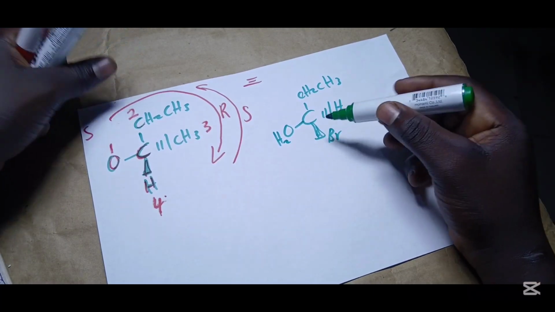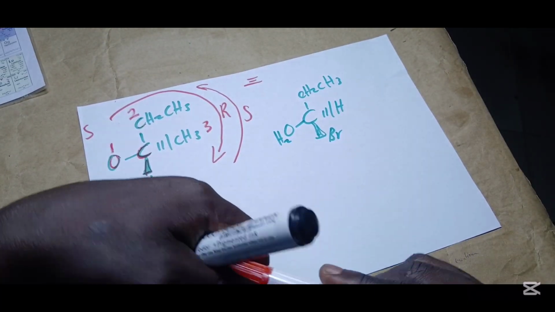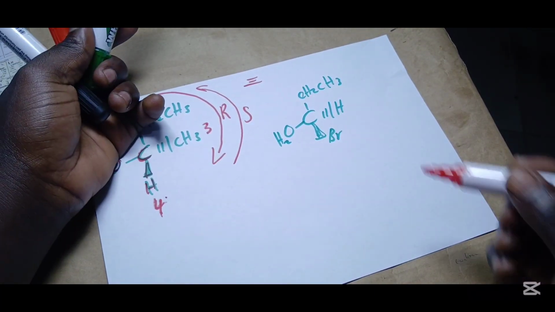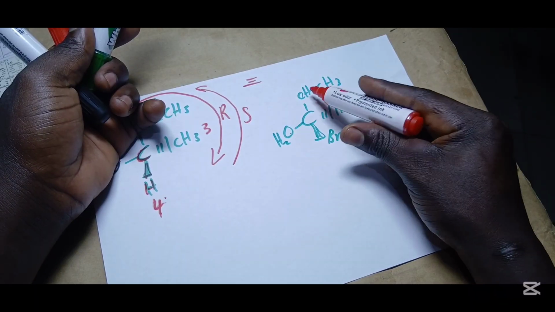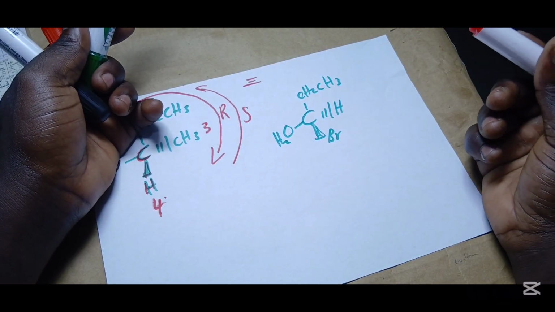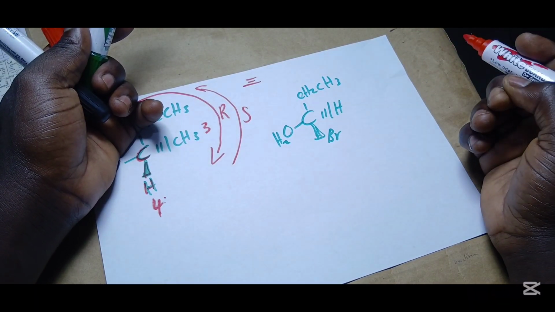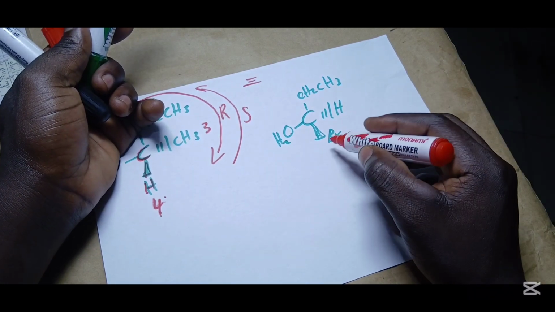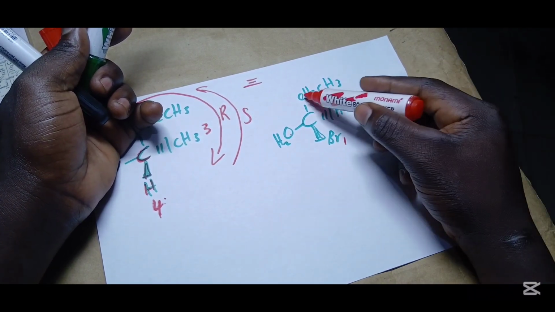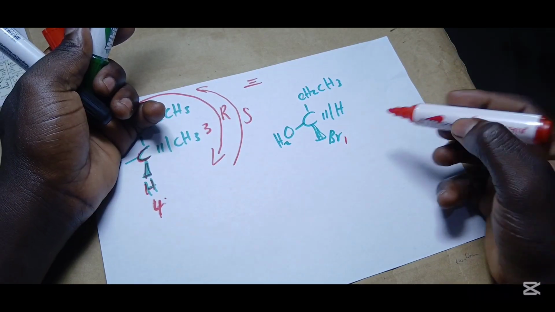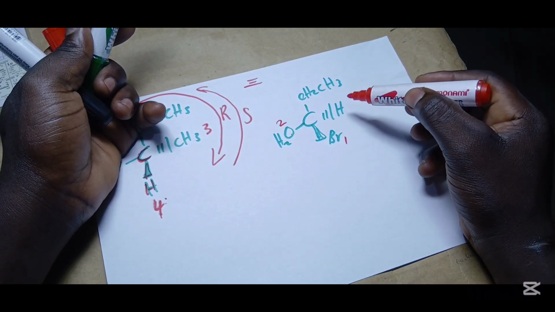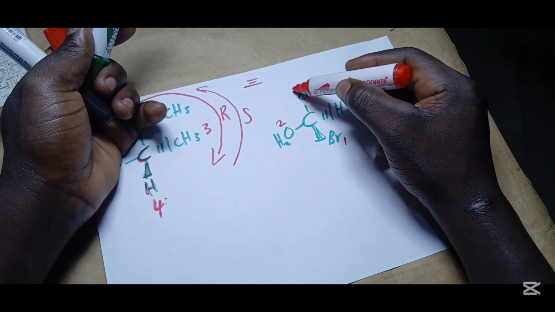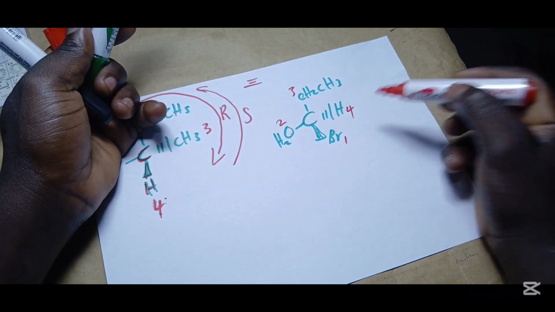Is this molecule an R or S molecule? Now we indicate priorities. We have bromine, oxygen, and carbon here. Which of them has the highest atomic number? Bromine does. So bromine is number 1. Now carbon, oxygen, and then hydrogen. Oxygen is number 2, and then carbon number 3, and then hydrogen number 4.